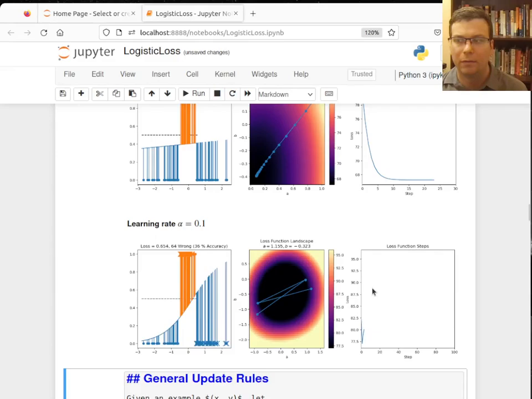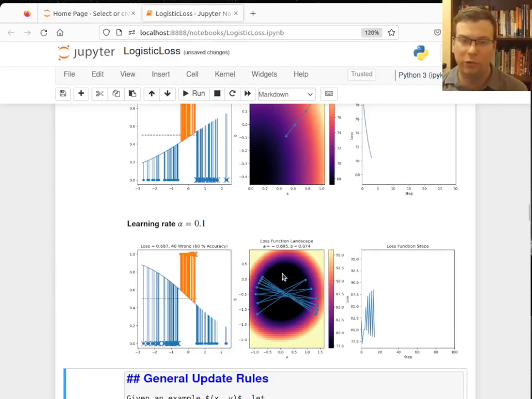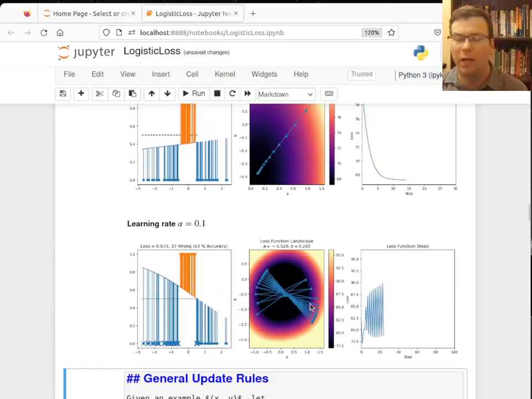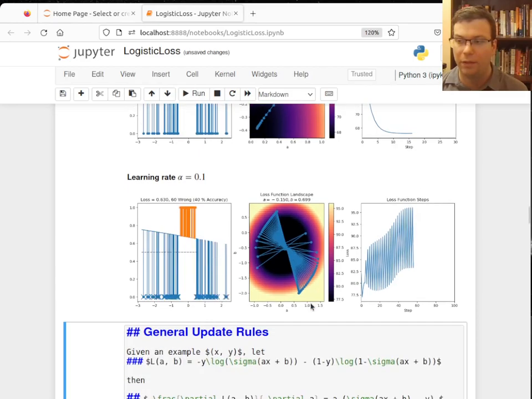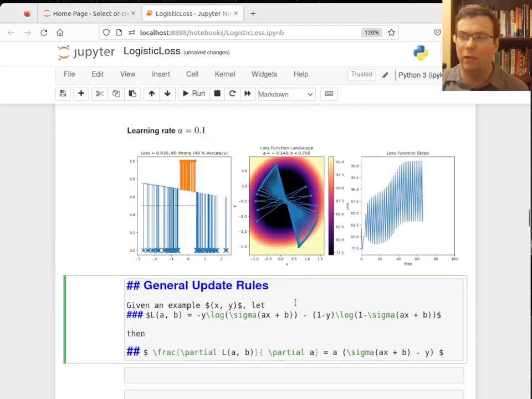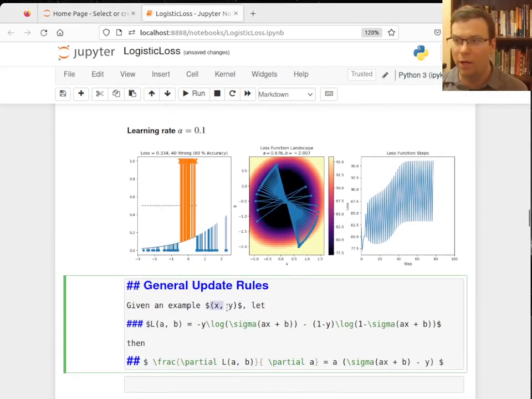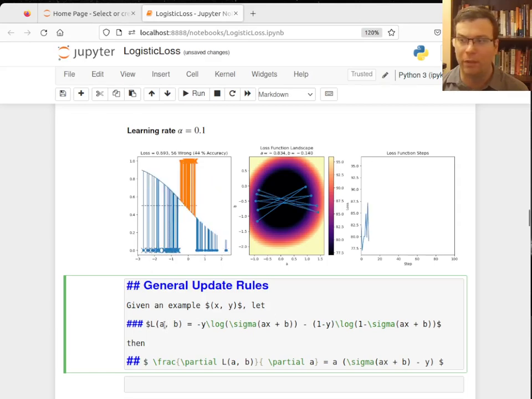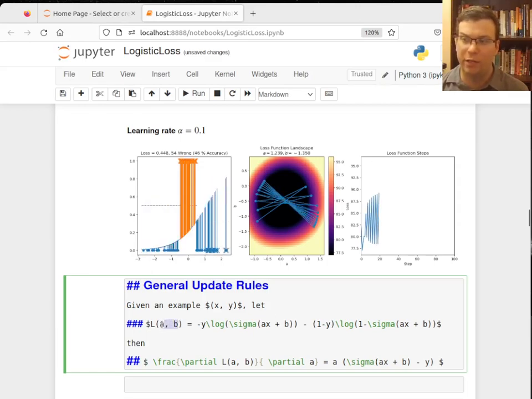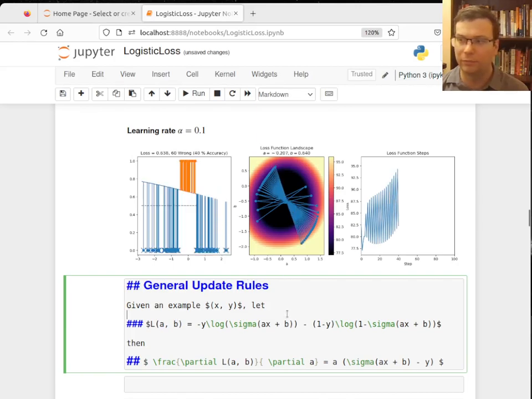Okay. While this picture is the most important thing for you to understand, I'd be remiss if I didn't say a few words about the math behind this. How do we actually take the derivatives to figure out the directions to go? Given an example x, y, let's think about just that single example. How would we take the derivative of the loss function over that example when we're at a particular point in the parameter space?